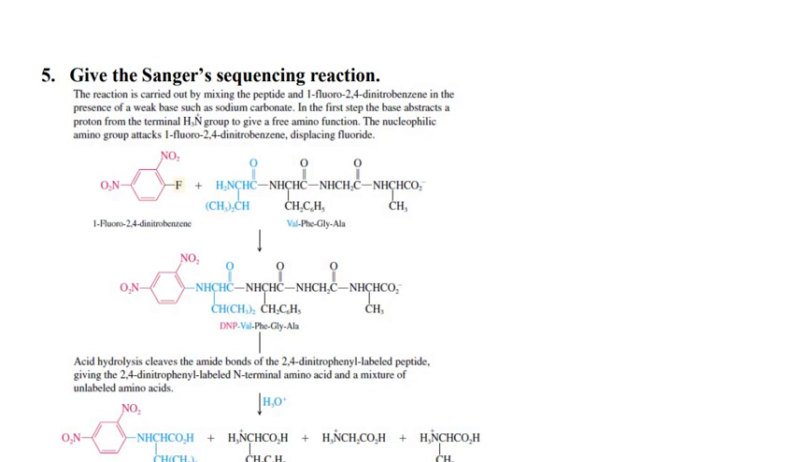The nucleophilic amino group attacks 1-fluoro-2,4-dinitrobenzene, displacing fluoride. You can see the scheme: 1-fluoro-2,4-dinitrobenzene structure, and then the amino acid sequence, then formation of DNP with the amino acid sequence.